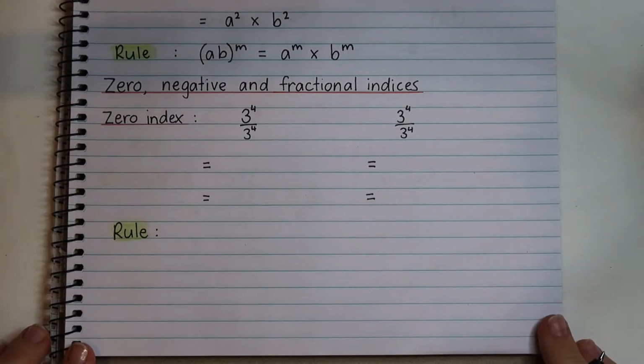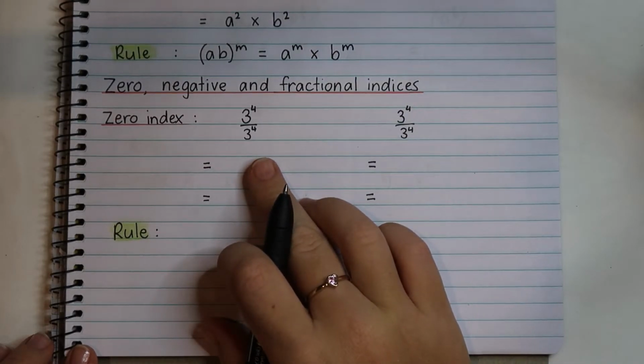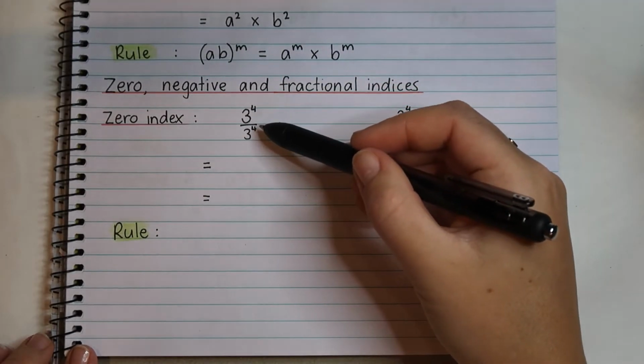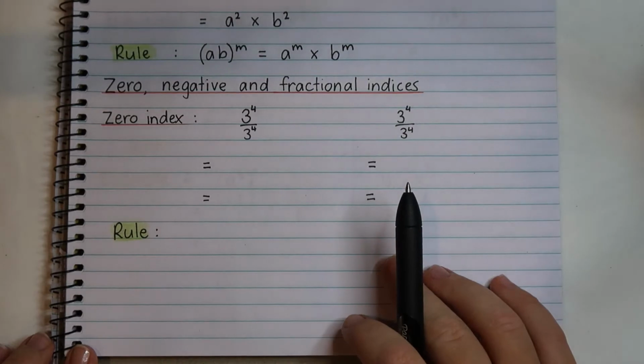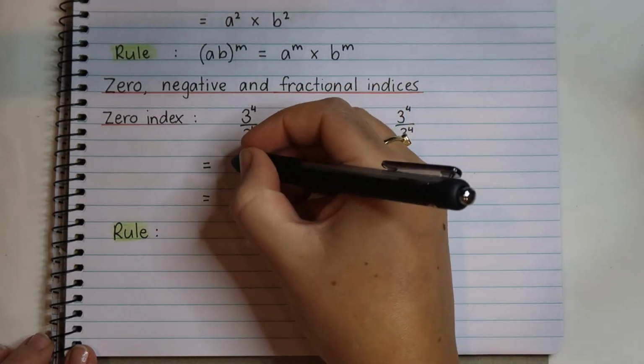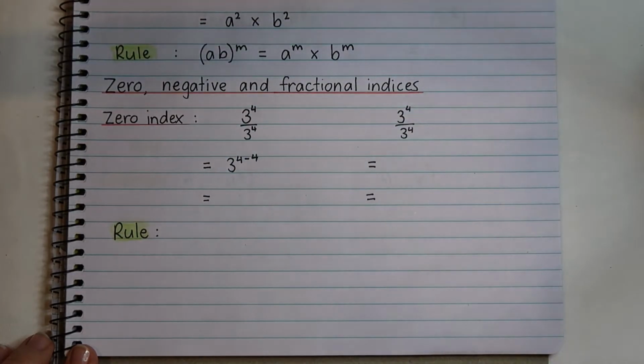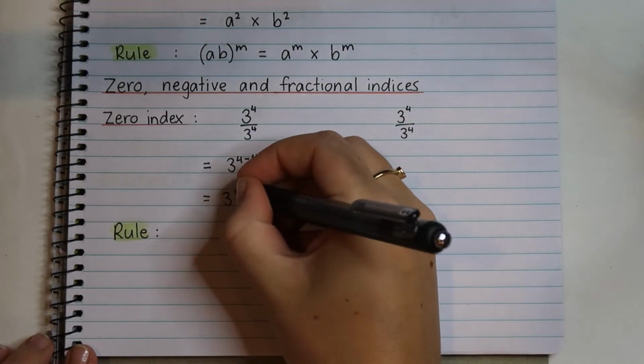We can extend the definition of powers to zero, negative, and fractional indices. A meaning for the zero index can be demonstrated as follows. So in this case, 3 to the power of 4 divided by 3 to the power of 4, we can apply the second law. So we will get 3 to the power of 4 minus 4. Then that will give us 3 to the power of 0.